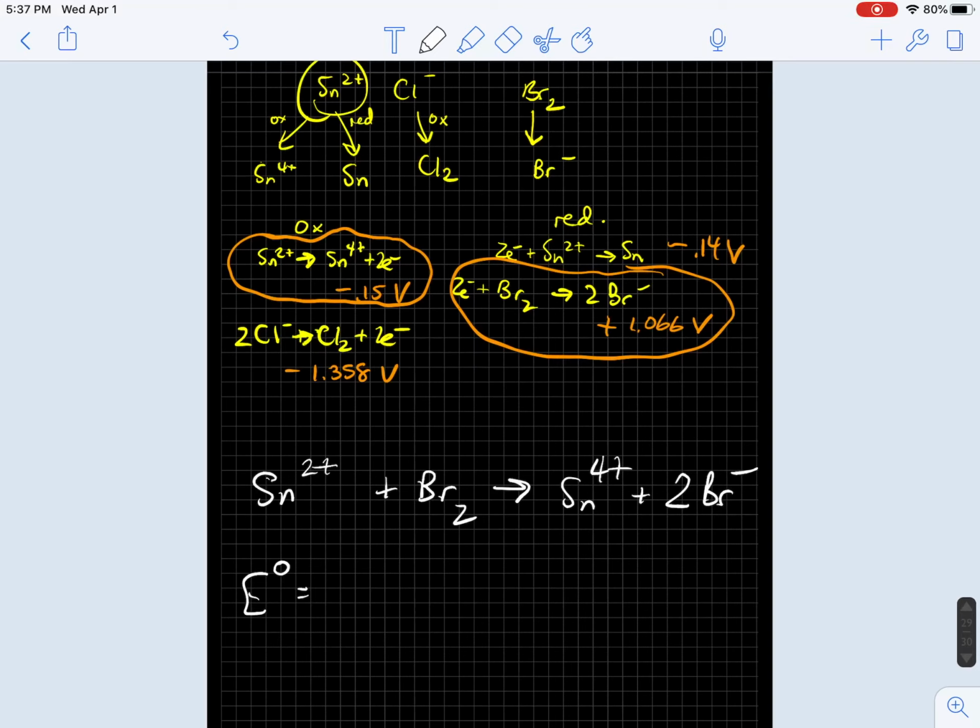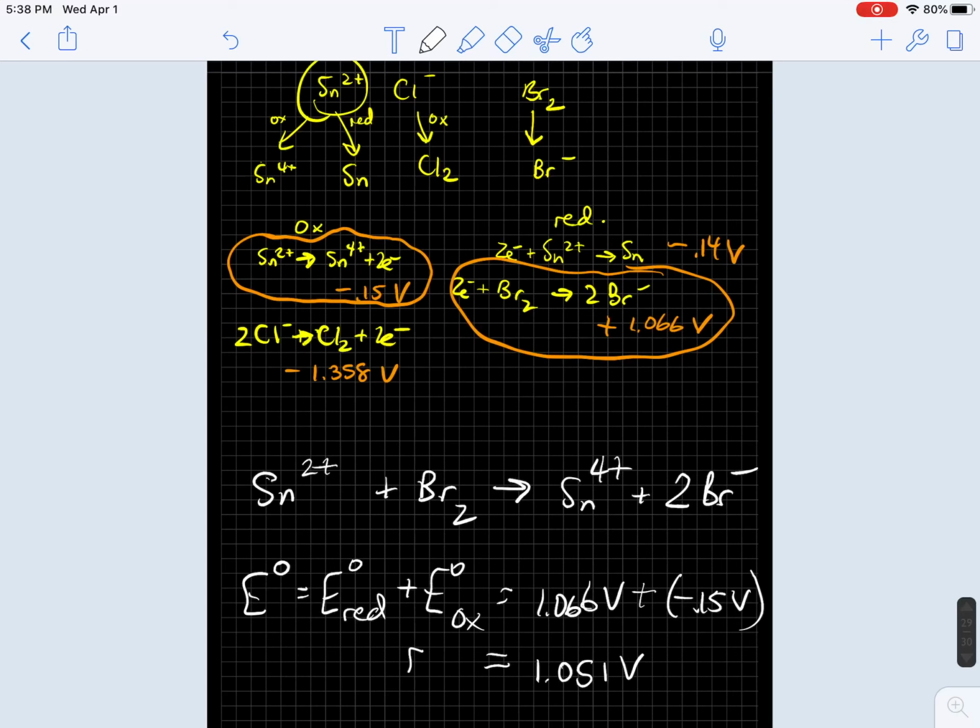And now we just add the reduction potential to the oxidation potential. So E0 is equal to E red plus E ox. And this comes out to be 1.066 volts. And we're going to add that to negative 0.15 volts for the oxidation of the tin. And that's going to give us 1.051 volts for E naught.